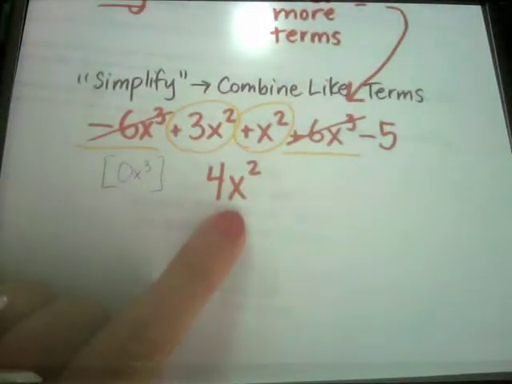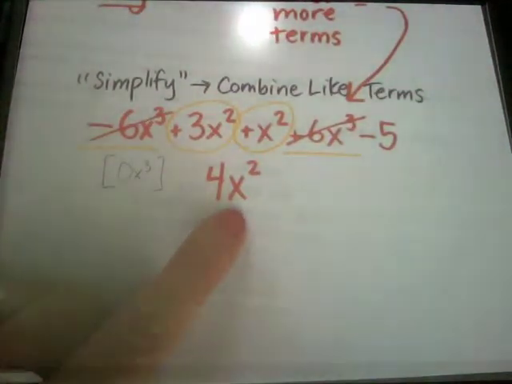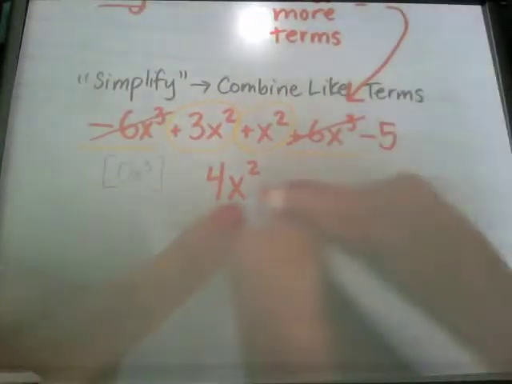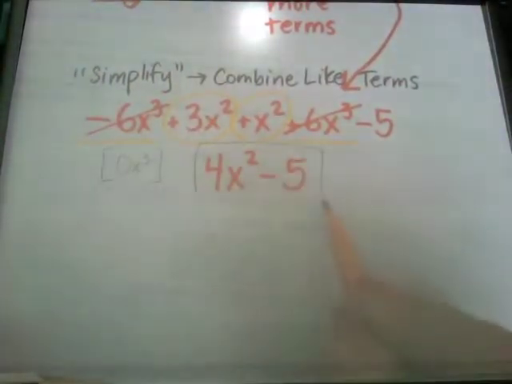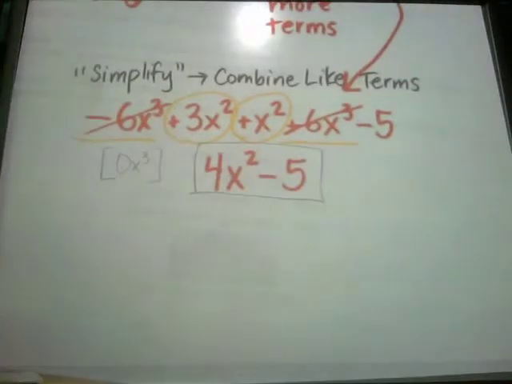Notice the exponent does not change. We're not multiplying them. That was lesson 4.1 where we multiplied and the exponent changed. Here we're just saying how many x squareds do I have. Now the negative or minus 5, there are no other plain numbers. If there were, you would combine them. Plain old numbers are like terms. So there's our answer.